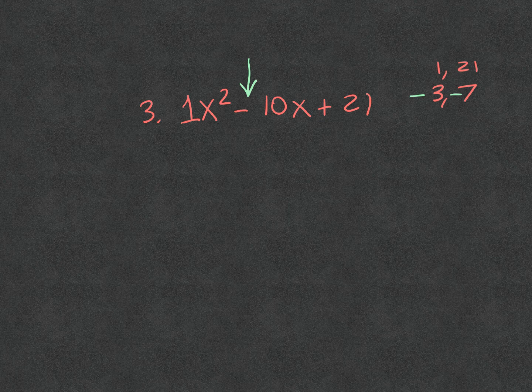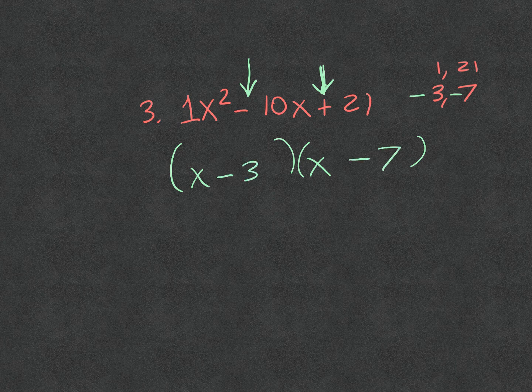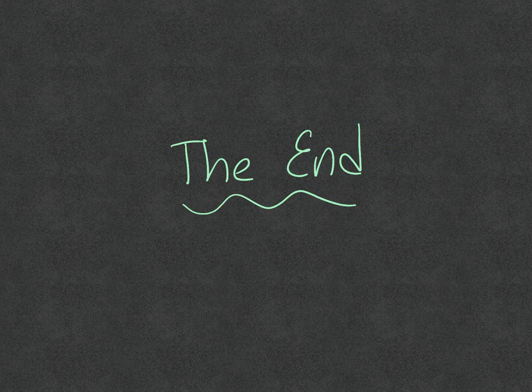So when you multiply those together, you will get a positive 21. Negative times a negative is a positive. So you'll have your x, and you'll have a minus 3 and a minus 7. And now you are done.